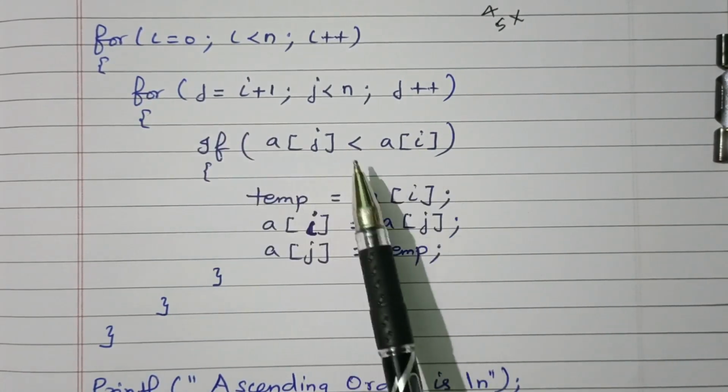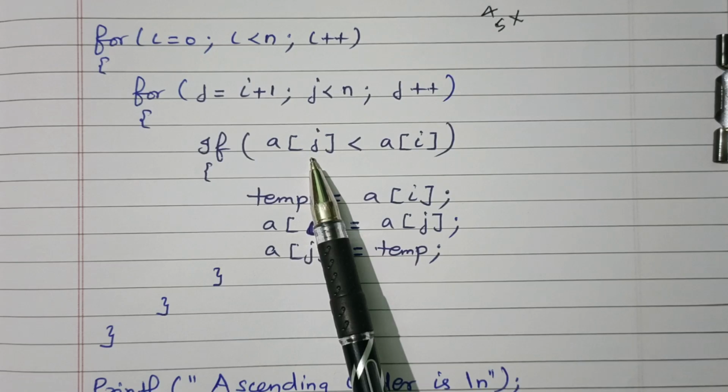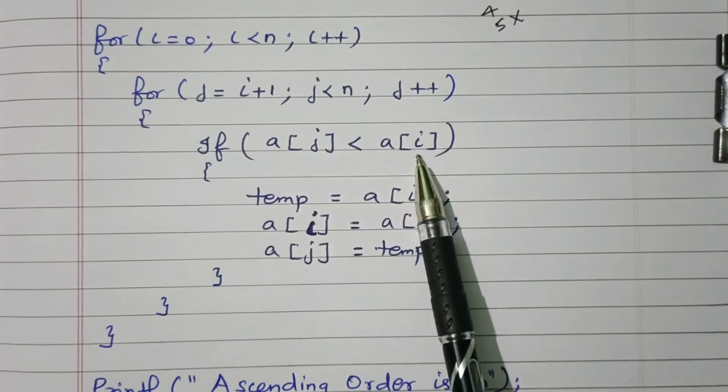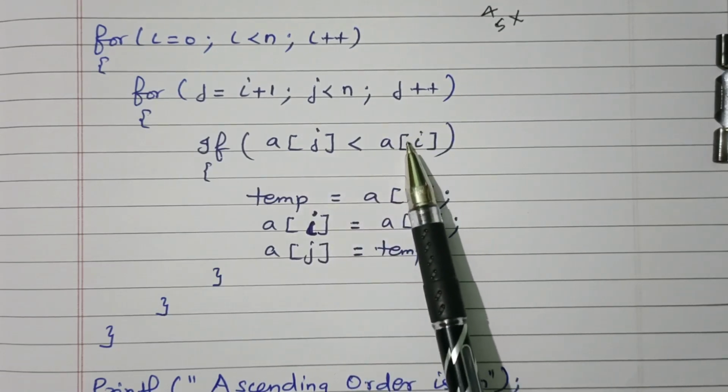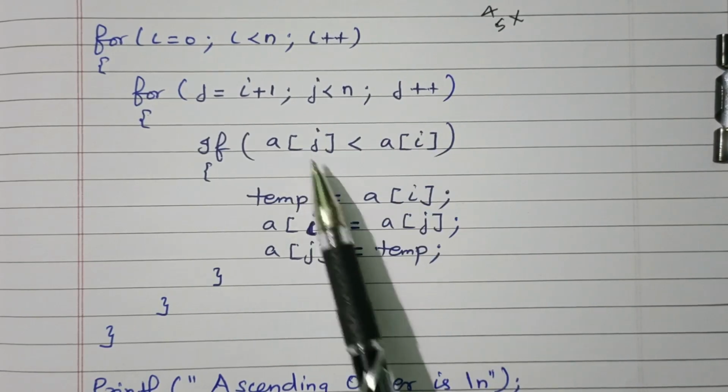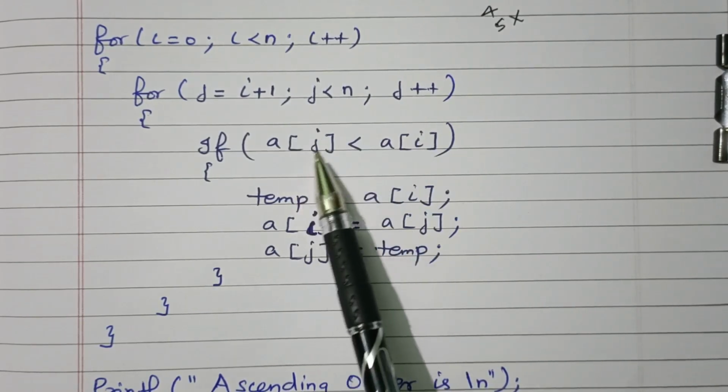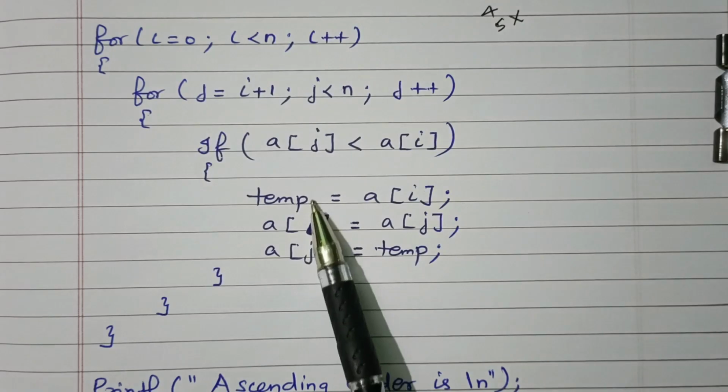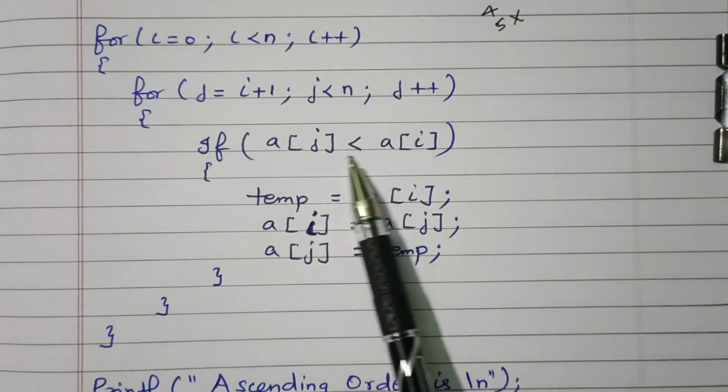So now we are comparing. If a[j] is less than a[i]: a[i] is the first number, a[j] is the second number. Suppose the second number is lesser, we need to interchange. If it is not lesser, no need to interchange.